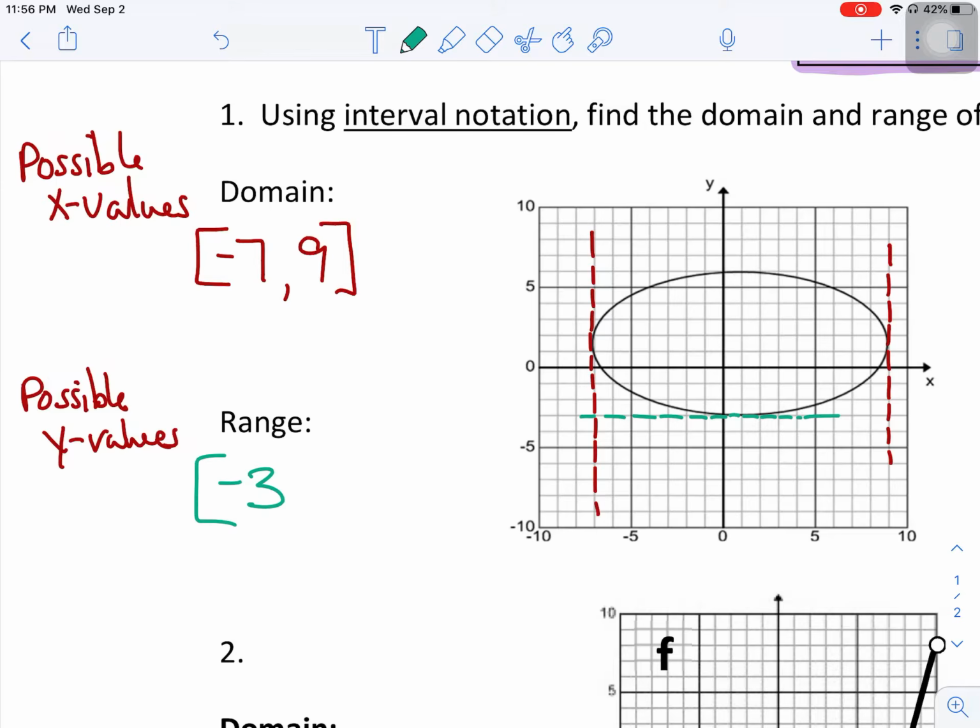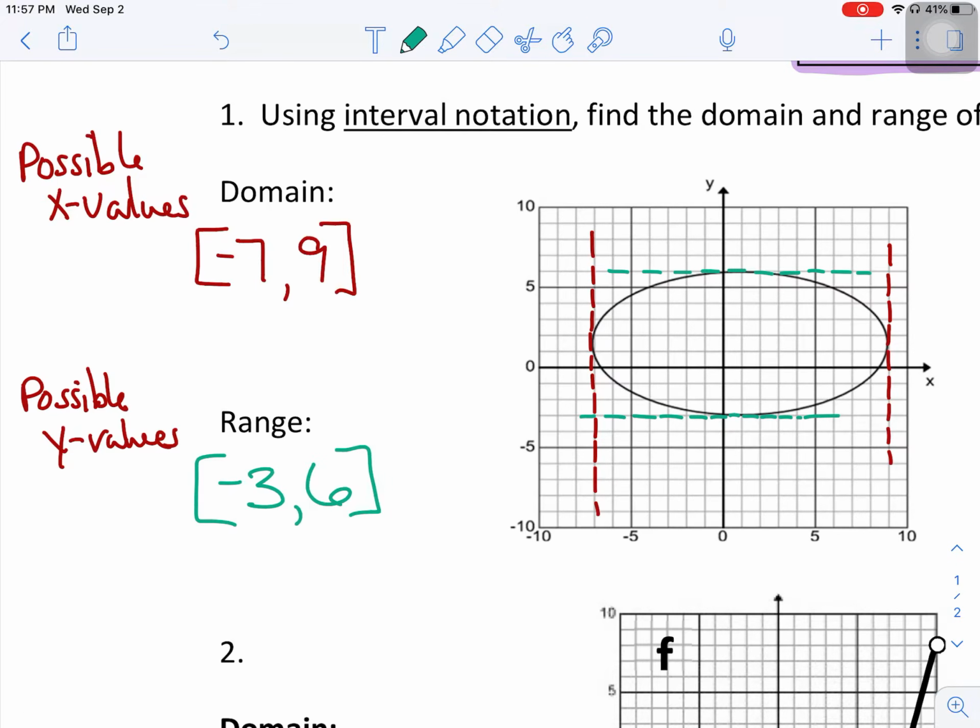And then how high does the range go? Well, I'll put in a little dotted line right here because that curve never goes any higher than that dotted line, and that would be 6. And so my range is the interval, this is interval notation, from -3 to 6. So that's domain and range from a graph.